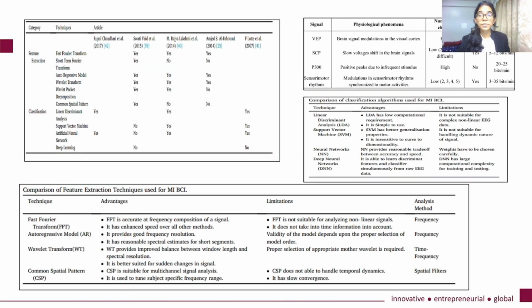Chapter 2, literature review. So the first table here is the category for the feature extraction and classification with the techniques that have been used, followed by the articles for the literature review and type of the signals in BCI. And the third picture here is the comparison of classification algorithms used for MIBCI with advantages and limitations. And the last table here is the comparison of feature extraction techniques used for MIBCI with the advantages and limitations as well.